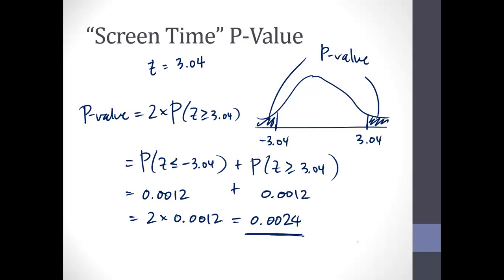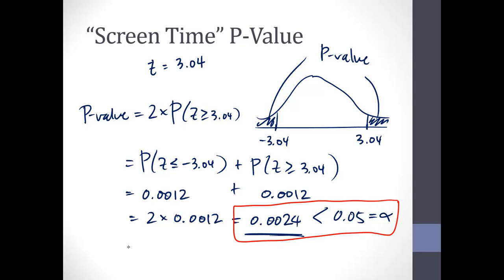Comparing our p-value, the p-value we found is 0.0024, which is less than 0.05, which is alpha. That's smaller than the 0.05 that we specified in the problem. So what does that mean? Are we going to reject the null hypothesis, or fail to reject it? We're going to reject. Yes, exactly. So we will reject the null hypothesis. We're going to reject H0.